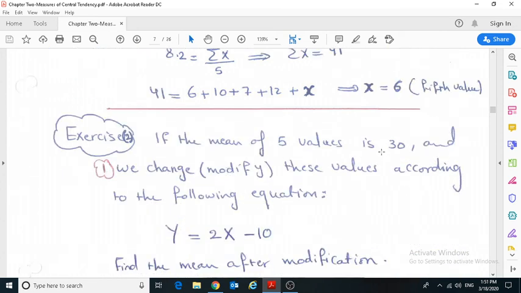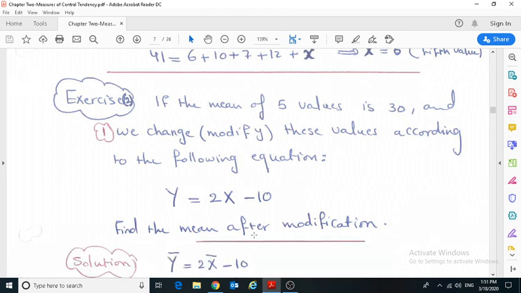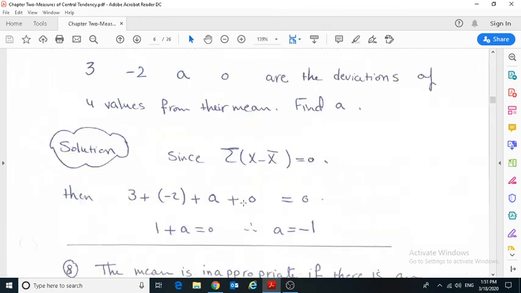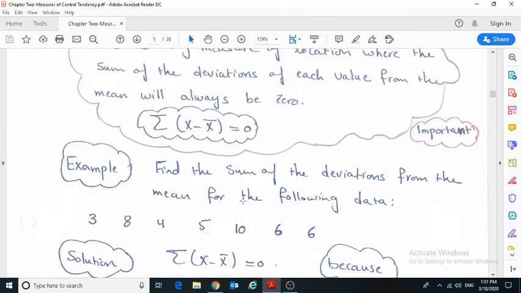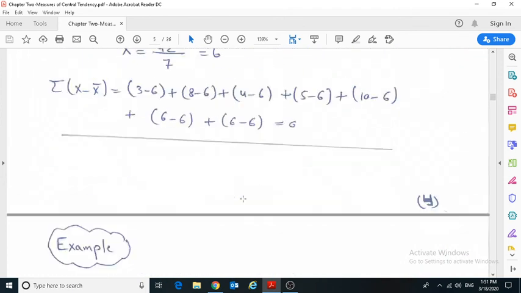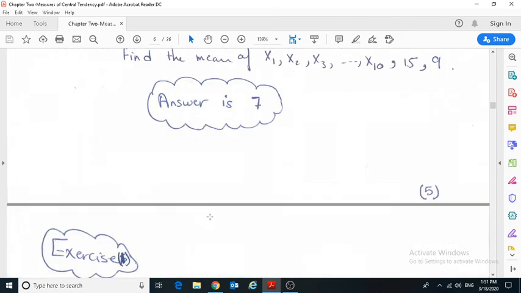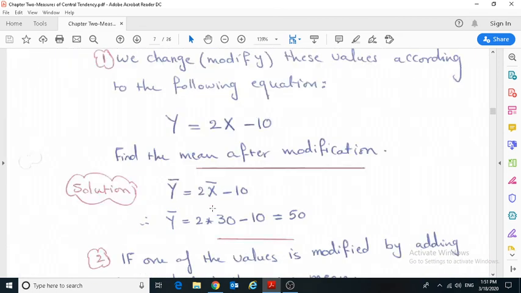If the mean of 5 values is 30, in section 1 we modify these values according to the following equation: y is equal to 2x minus 10. Find the mean after modification. We will apply property number 11 from above. Y bar is equal to a x bar plus b. So y bar is equal to 2 x bar minus 10. So y bar is equal to 2 multiplied by 30 minus 10, which is 50.